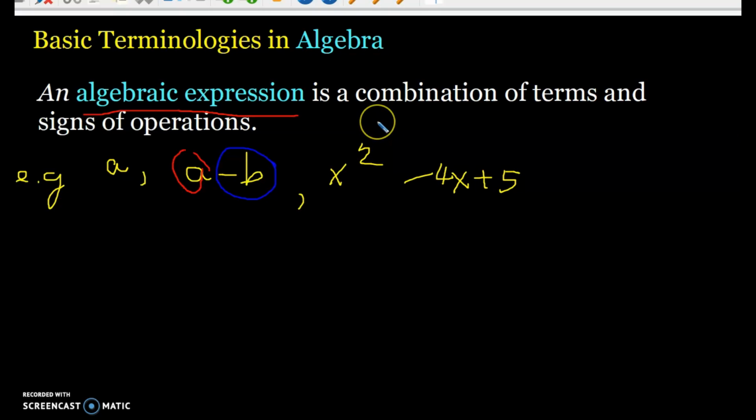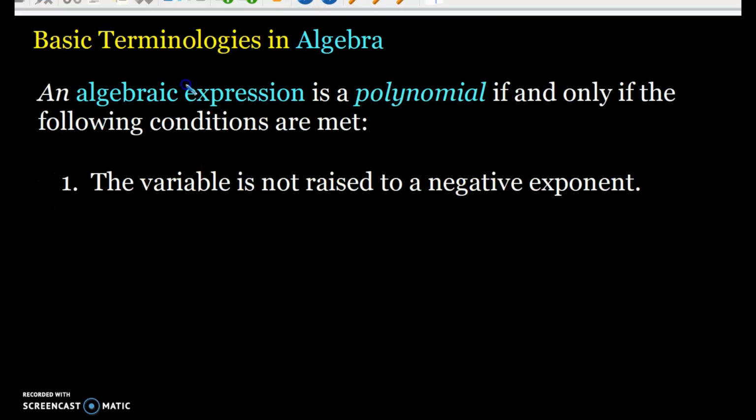Now that we know what an algebraic expression is, from the given expression, we can also observe whether the algebraic expression is a polynomial or not. But what do we mean by polynomial? In this case, you are not going to make use of the prefix poly, because we have to consider some conditions for you to be able to say that an algebraic expression is a polynomial. Allow me to read it. An algebraic expression is a polynomial if and only if the following conditions are met.